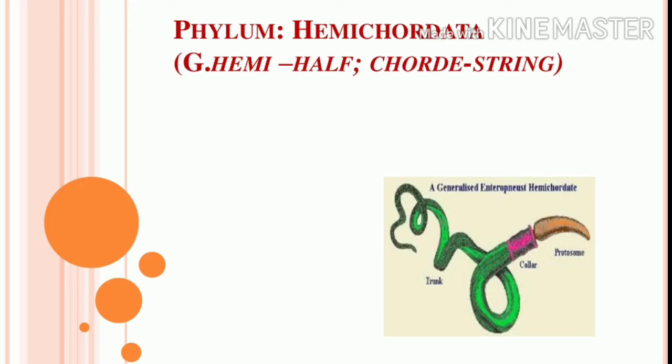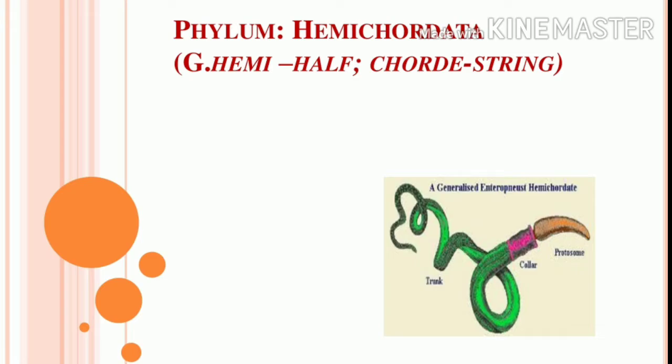In this slide, we studied the phylum Hemichordata. Hemi means half, chordate means string. So this is under the invertebrates, but it has characteristics of a chordate-like structure. Half invertebrate, half vertebrate-like structure. So it is the phylum Hemichordata.